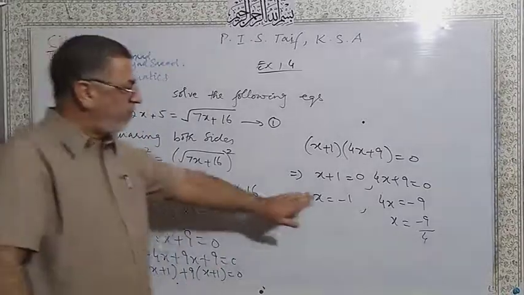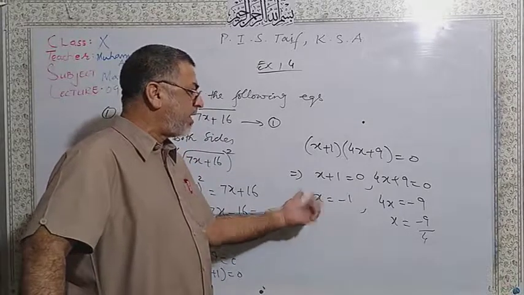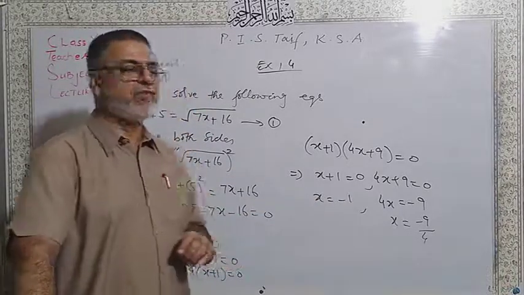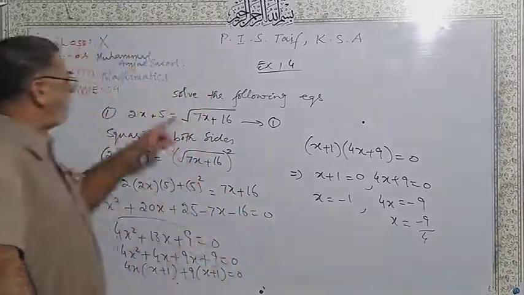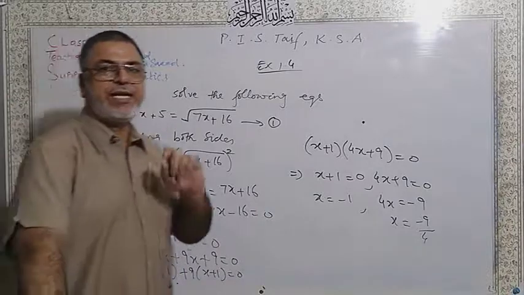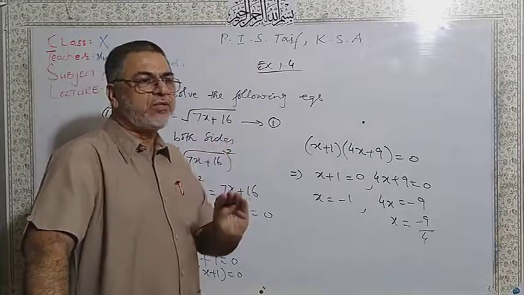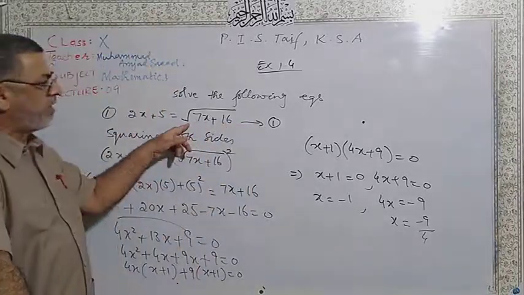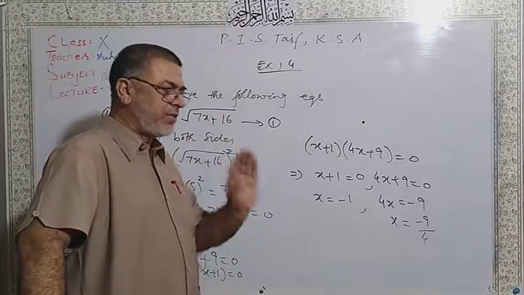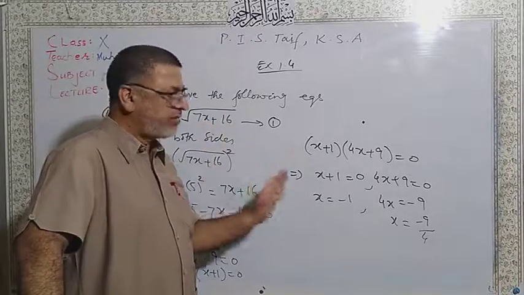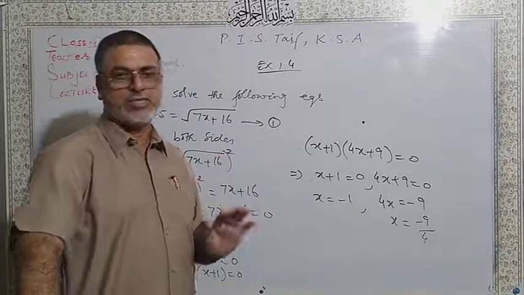But we are not confirmed that these values of x are your solution set or not. Because sometimes we will have values of the variable which will not satisfy your first equation. That will be an extra root, an extraneous root. Extraneous root means that root which does not satisfy your given equation. It will be a false root, a root which is not the real one. So it will not be part of your solution set.